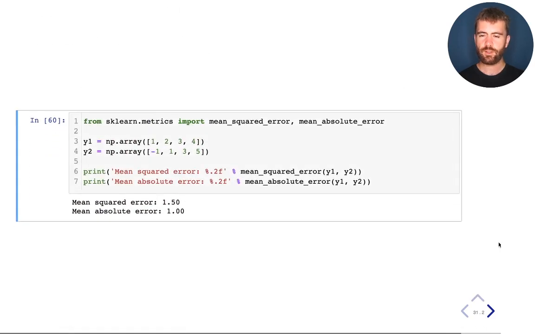We can try out some implementations of these two loss functions. Here I have just imported them from scikit-learn. They are available as part of scikit-learn in the metrics package, but of course it will be very easy. It will be just one line of NumPy to implement them manually. Here I have two sets of points, y1 and y2, and I can compute both the mean squared error and the mean absolute error of these points using these functions. And we can see here the values that hold for these data points.